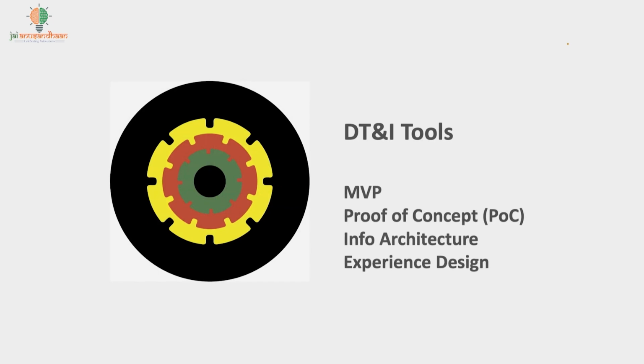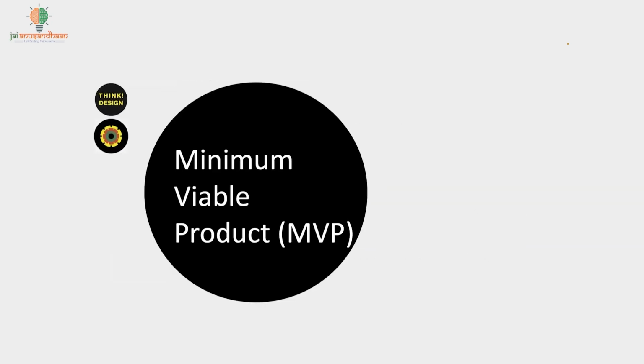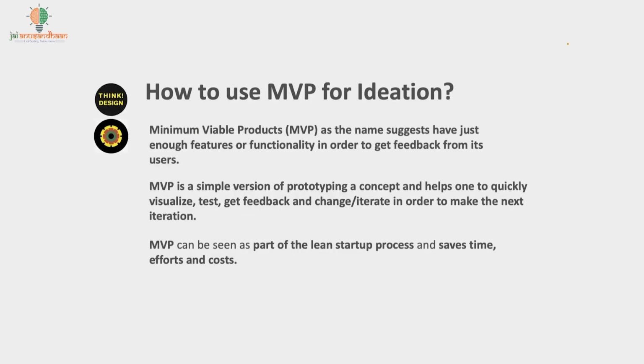Again, all these are tools: minimum viable product, proof of concept, information architecture and experience design. So, let us look at minimum viable product, MVP. We have gone through this in the previous section. It is a simple version of the product that you are doing, so that you can test it out and get feedback from the users. Okay, and it helps you to do it very quickly without spending a lot of money and effort.